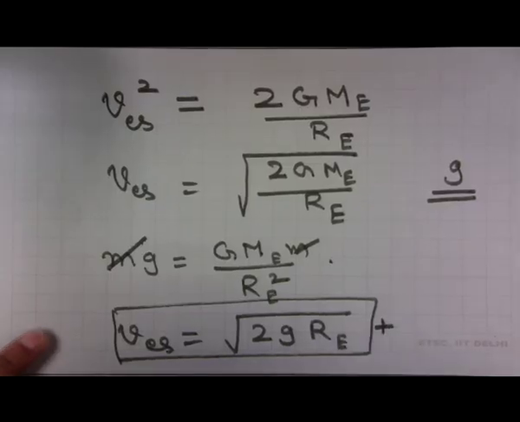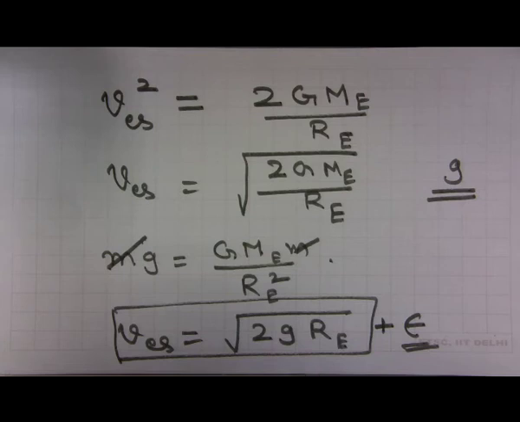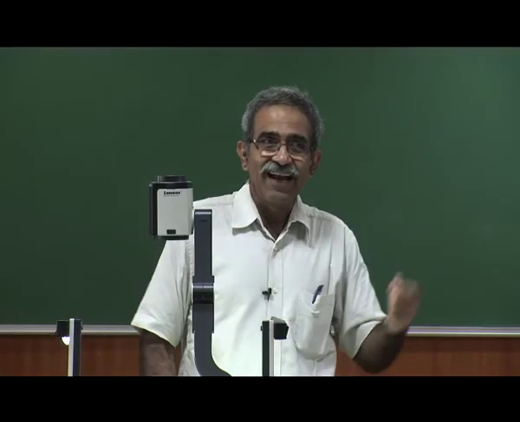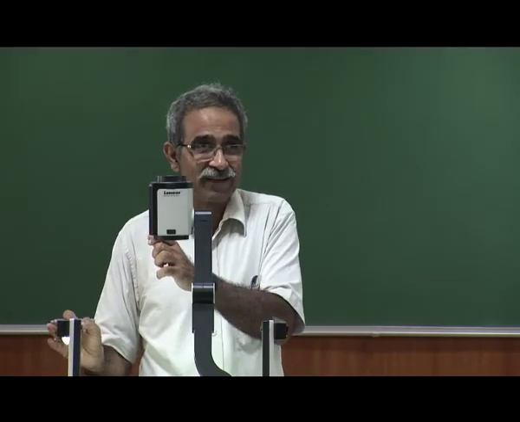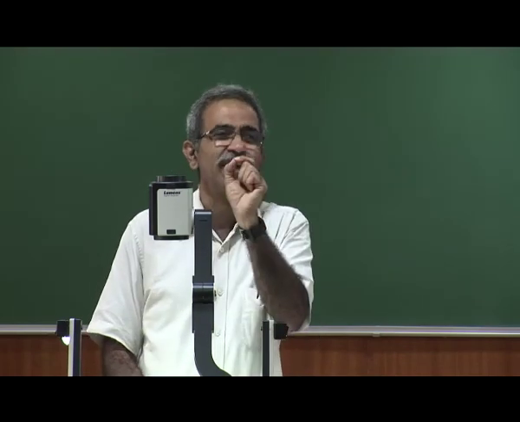So strictly speaking, we should write V escape is root 2 g Re plus some small epsilon, some small velocity. Otherwise, this velocity is critical. If it is slightly less than that, it will come back. If it is slightly greater than that, it will not come back. That is something that we have to remember. So therefore, we will add a small epsilon. It is a small increment.